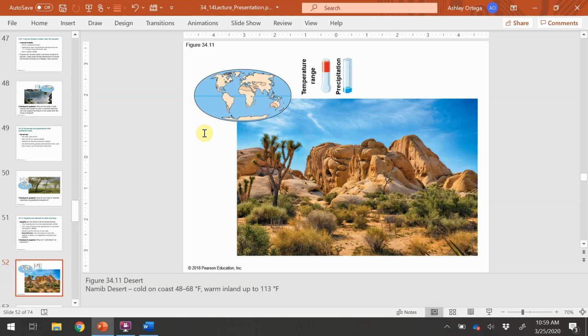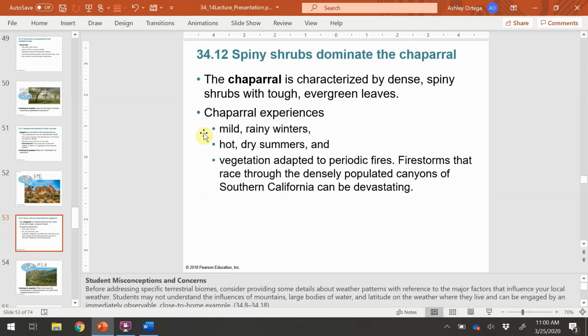One example is the Namib Desert, which is written in my comments there. It's cold on their coast, which is on the coast of Africa, where they range from 48 to 68 degrees daily. And then in the inland of this desert, it can get as warm as 113 degrees during the summer. So that can be a warm desert, but it can also be a cold desert. So it fits into that category of being cold as well. All right, so the deserts are dry.